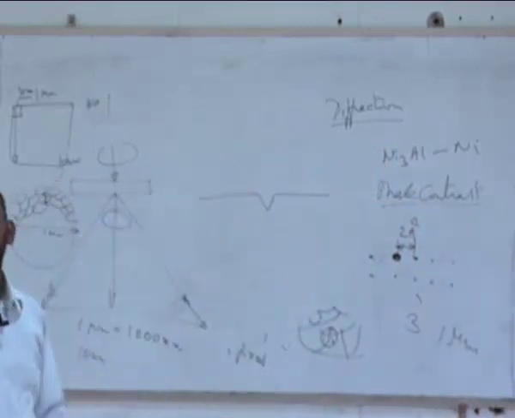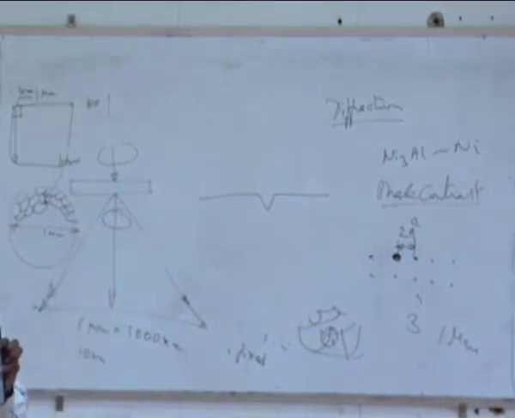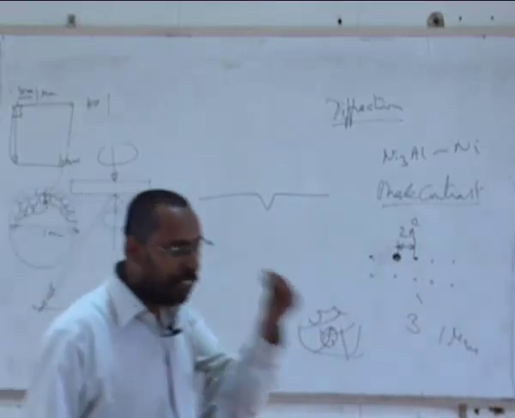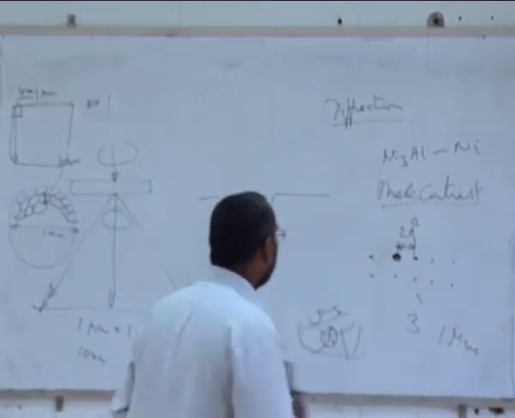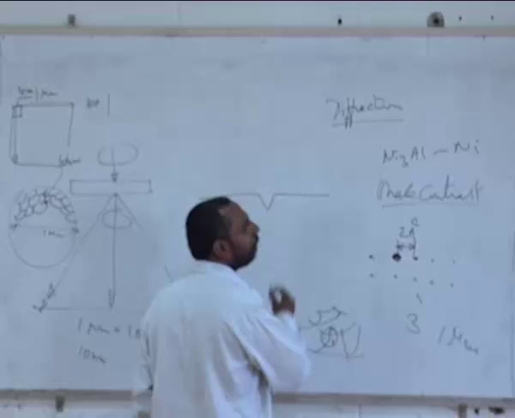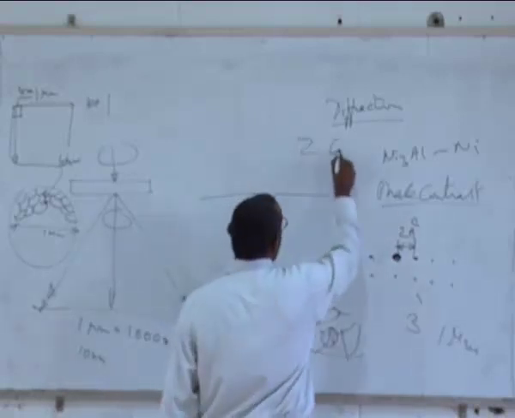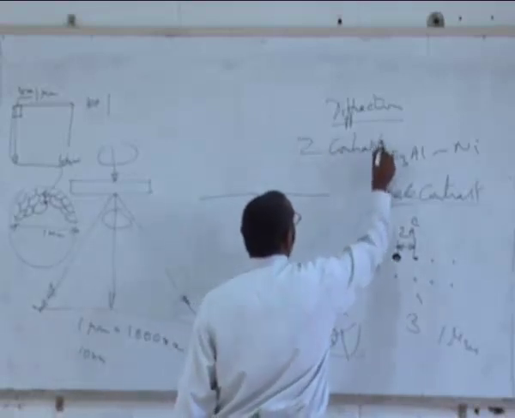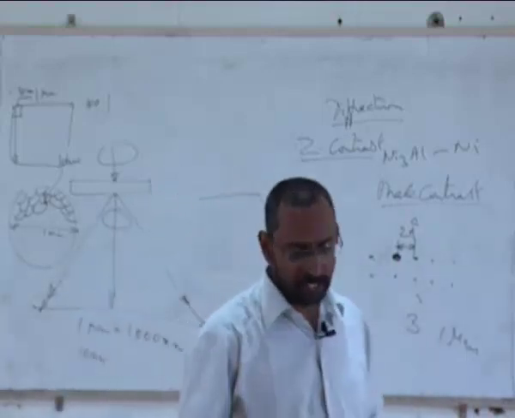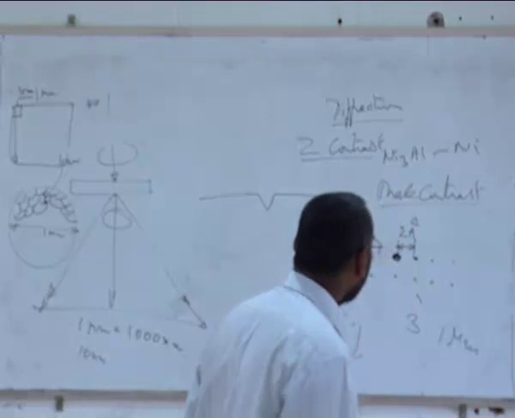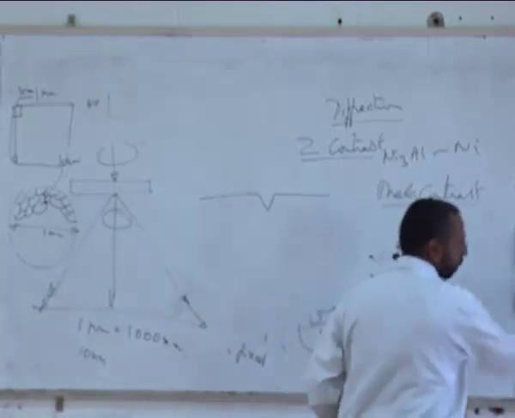Whereas in a TEM, it is not topography. It is which region is diffracting that matters. In addition to this, there is also another contrast called Z contrast. Z contrast is what we call atomic number contrast.